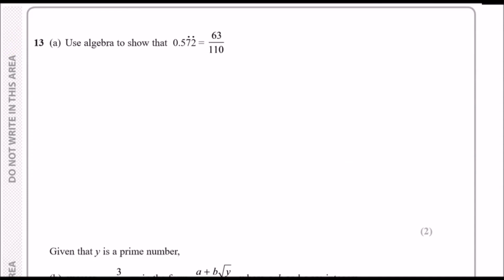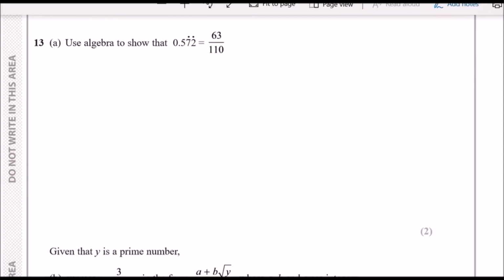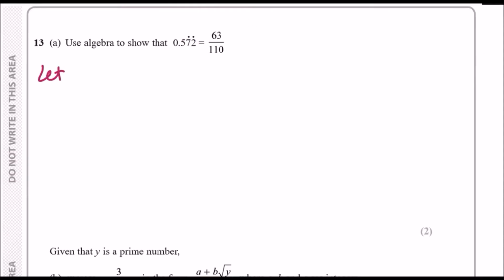Alright, 13. Use algebra to show that 0.5 and then 7.2 recurring equals 63 over 110. Okay, so when they say use algebra, they literally tell us to let x be that variable. So we can say, let x equal 0.57272 and so on. It's always better to let it recur a bit. Now the trick for these kinds of questions is that you want to try and line up these values in powers of 10 or 100 and so on.